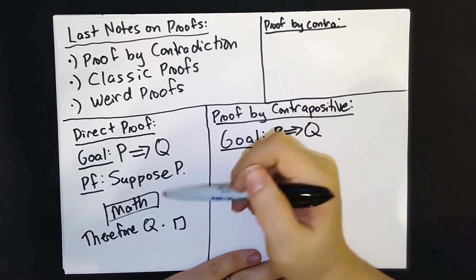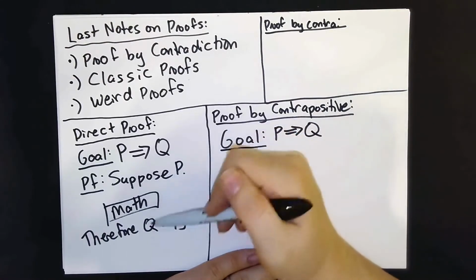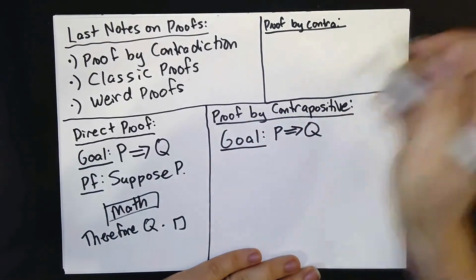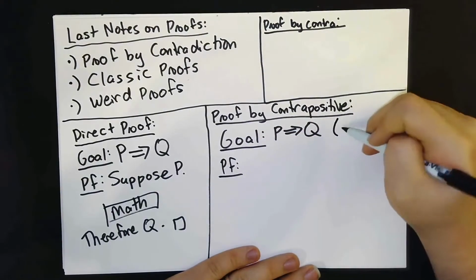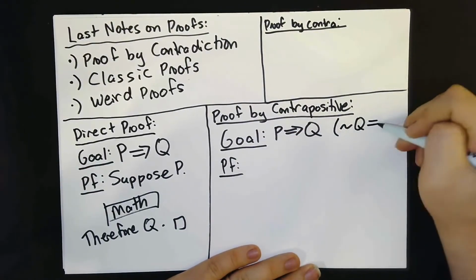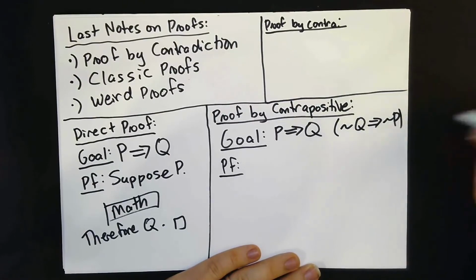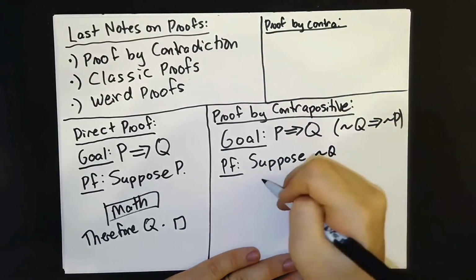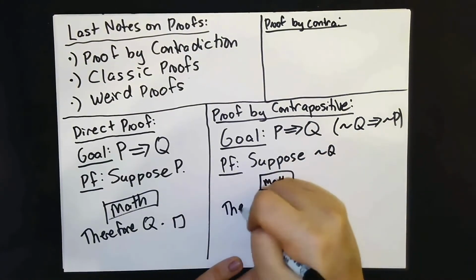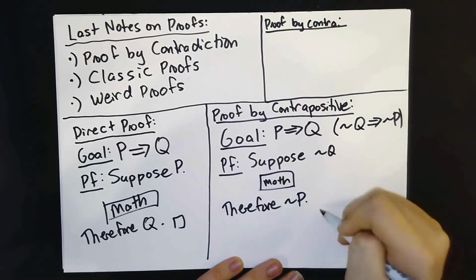Because what we'd shown was in the universe where P is true, automatically Q is true. In proof by contrapositive, we're actually proving the contrapositive implication, which is that not Q implies not P. So the outline looks like suppose not Q, then math, therefore not P, and then we're done.